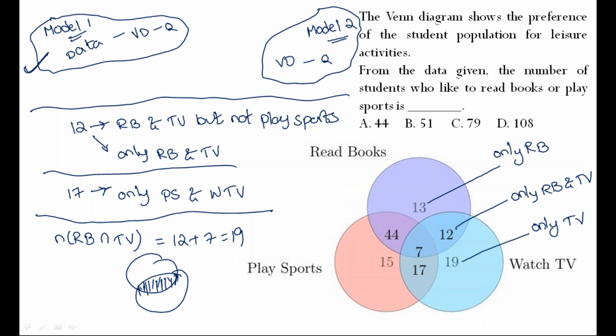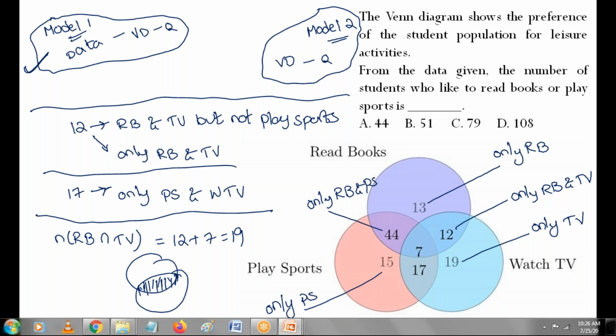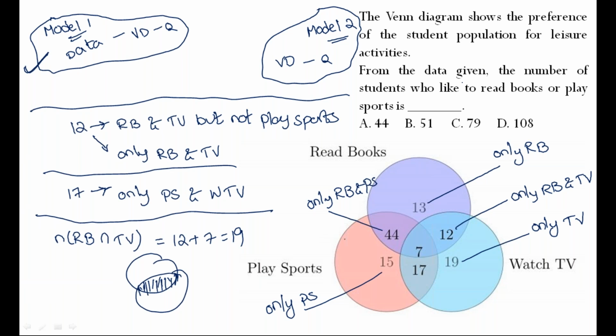What is this question exactly? Meanwhile, all of you please take a screenshot of what we discussed. This 15 is only play sports. This 44 is only reading books and play sports. Only is the word important for you. Now let me go ahead with the next slide. Hope you're taking the screenshot.